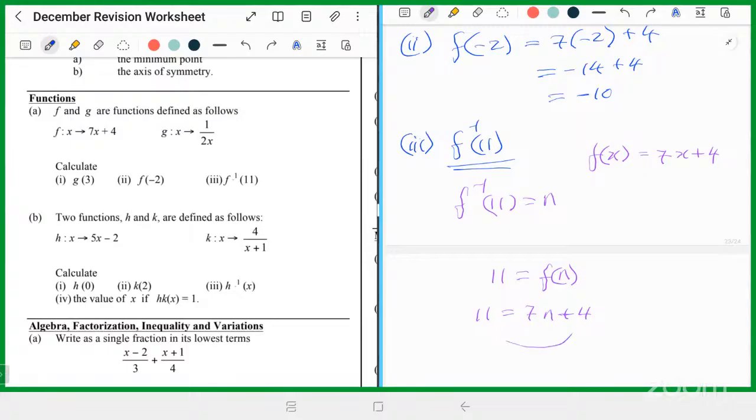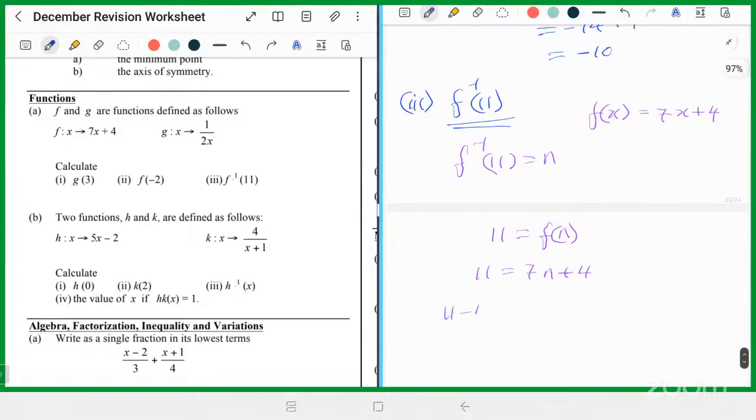So I'm going to carry over the 4 first. 11 minus 4 equals 7n. 11 minus 4 is how much? 7, right? 7 equals 7n. And then divide by 7, you get n equals 1. n equals 1.